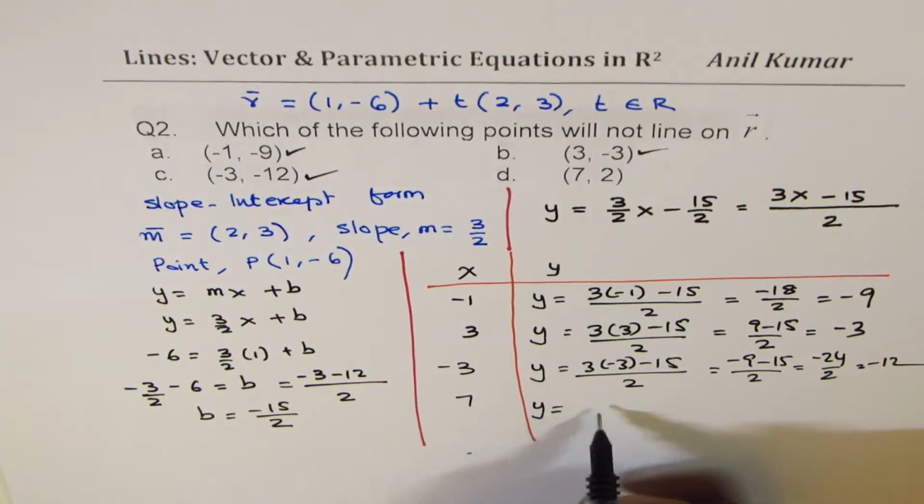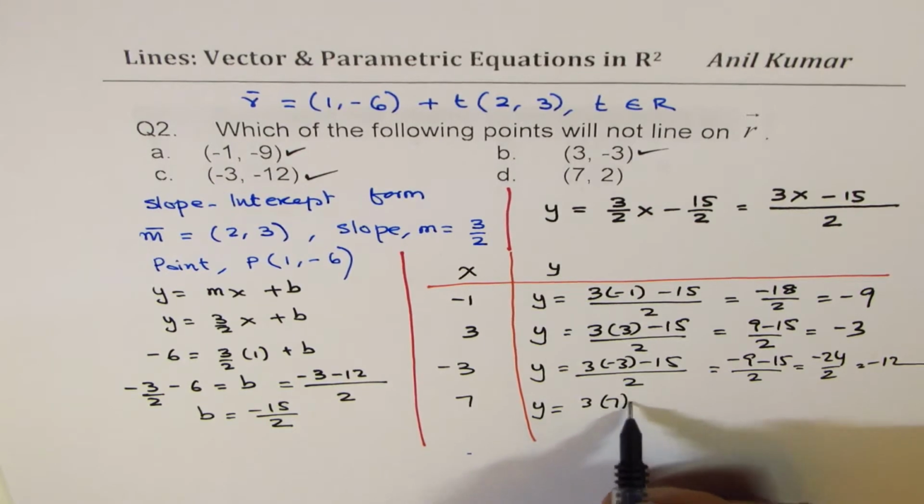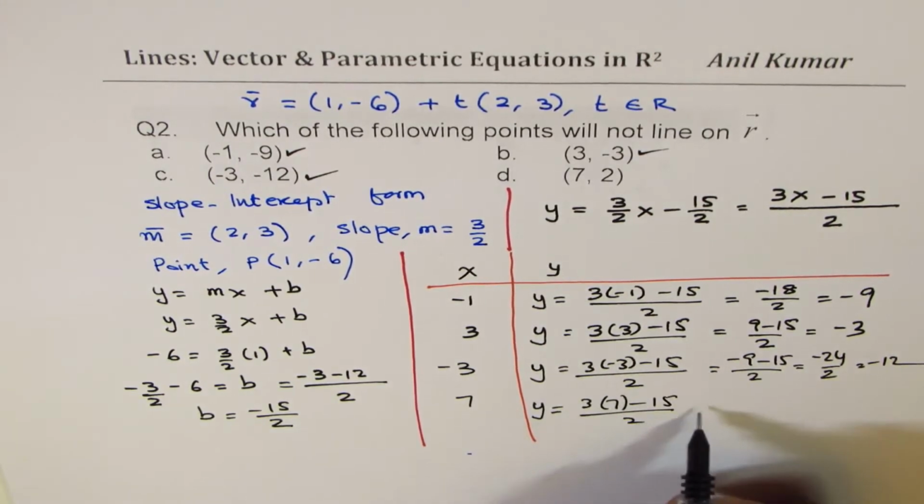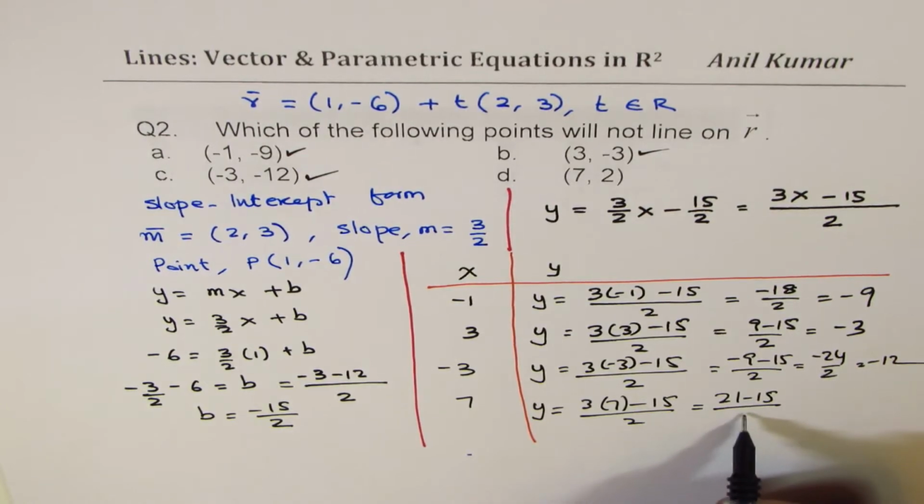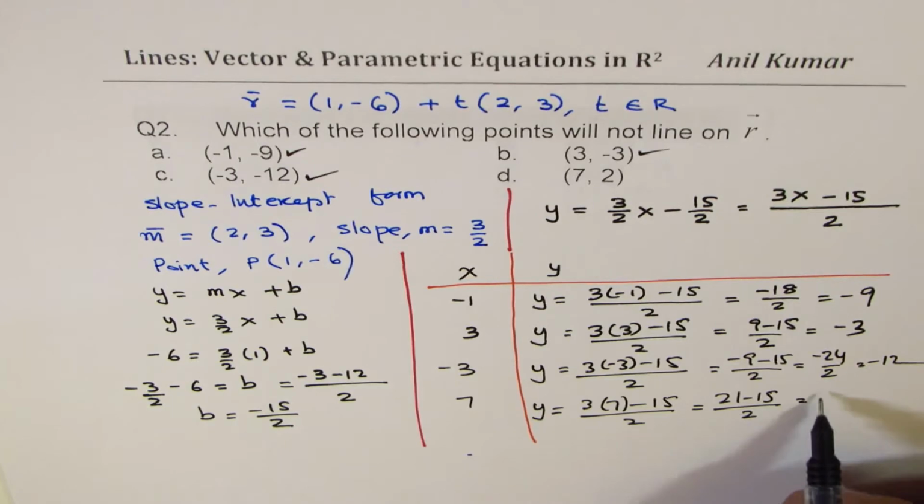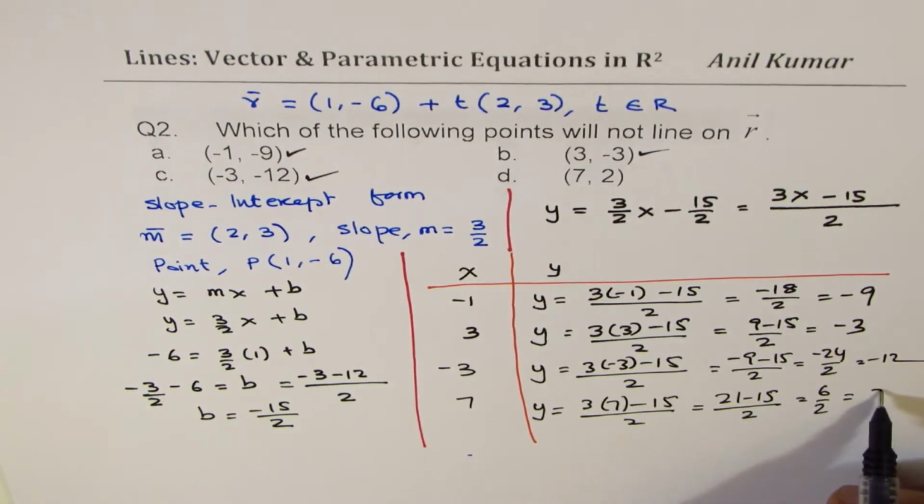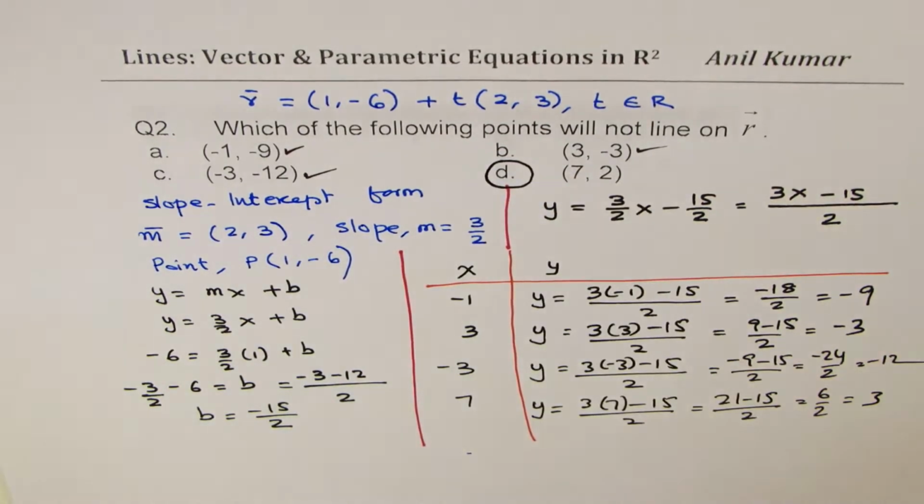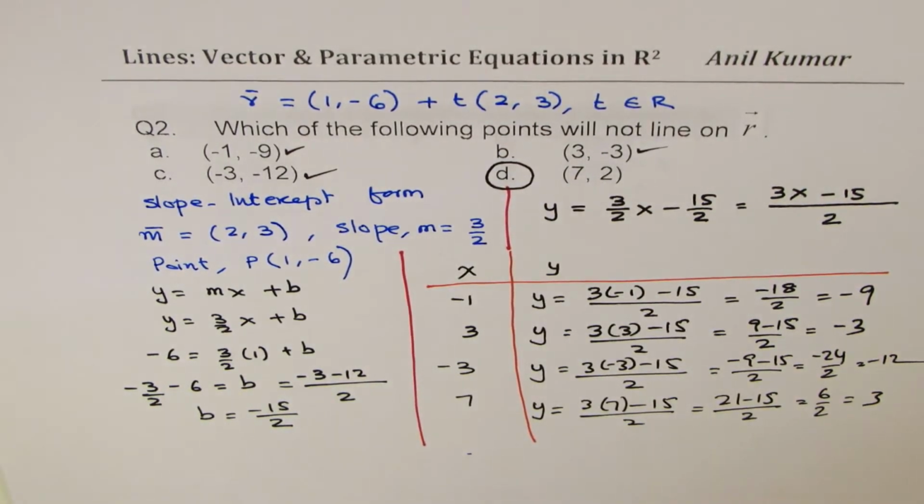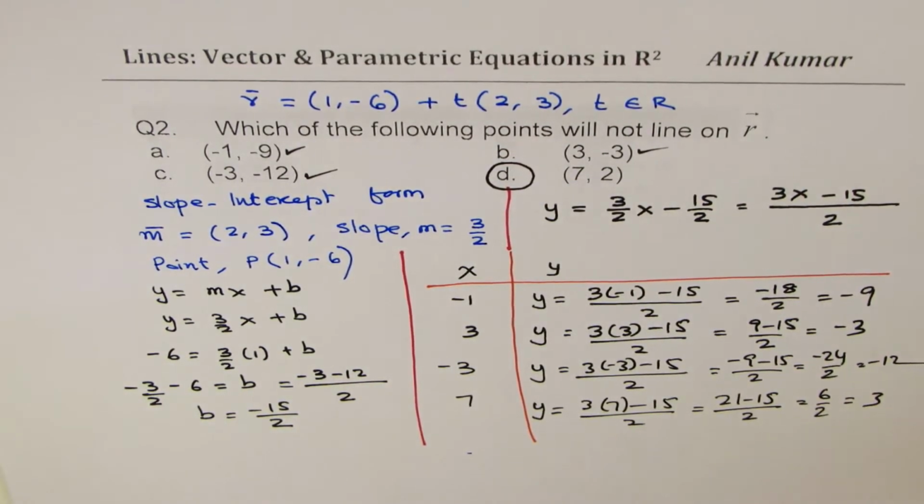Let's try that also. So 3 times 7 minus 15 over 2. And that is 21 minus 15 over 2, and this is a positive value. 6 over 2, which is 3. Here we have 2. So this point is not on the line. So I hope the steps are absolutely clear.